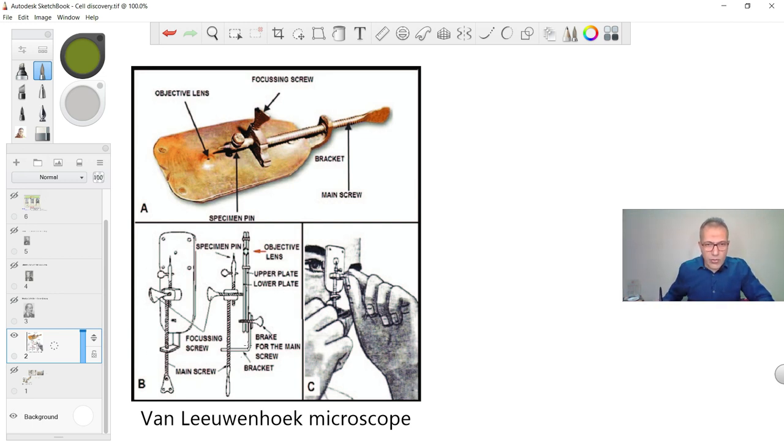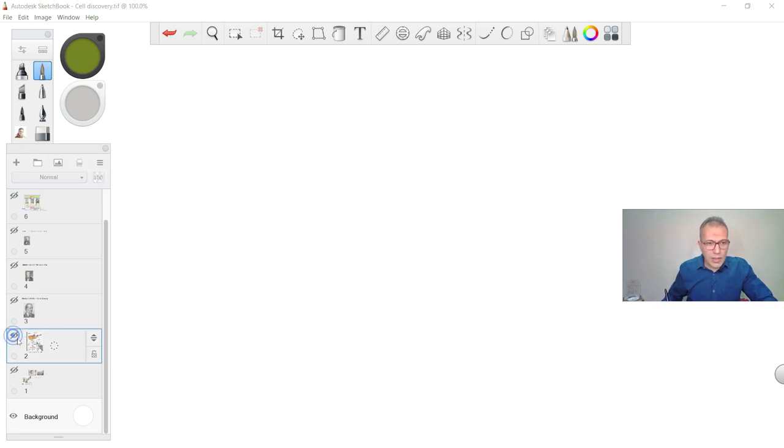And this is a lateral view. Lateral means a side view of the same microscope. Here is the objective lens, which is in front of the specimen pin. This is an upper plate, a lower plate, don't worry about those details, but you need to understand that it consists of only one lens, which was made of convex lens. Let's move to the third scientist.